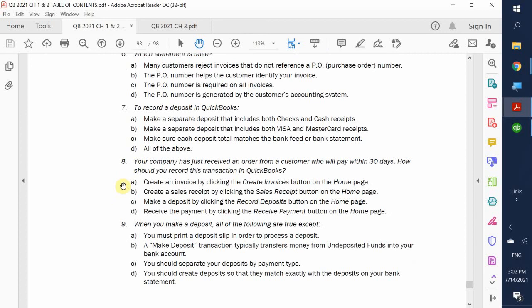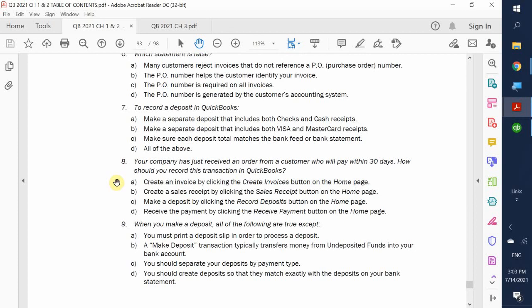Number 8. Okay, your company has just received an order from a customer who will pay within 30 days. How should you record this transaction in QuickBooks? A is the correct answer. You're going to create an invoice by clicking the Create Invoices button on the home page. The question is asking that you just received an order and the customer is going to pay within 30 days.